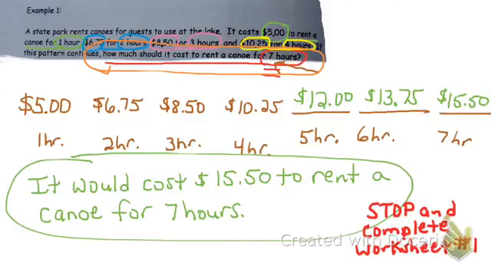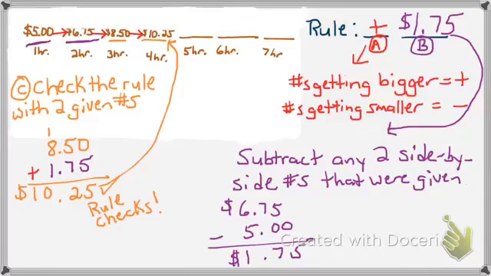I wrote blanks all the way up to the hour that they told me I needed to find, which is the 7th hour. Then the next thing I need to do is find the rule. Part A: if my numbers are getting larger, it's an addition rule. If my numbers are getting smaller, it's a subtraction rule. These were getting larger, so it was addition.